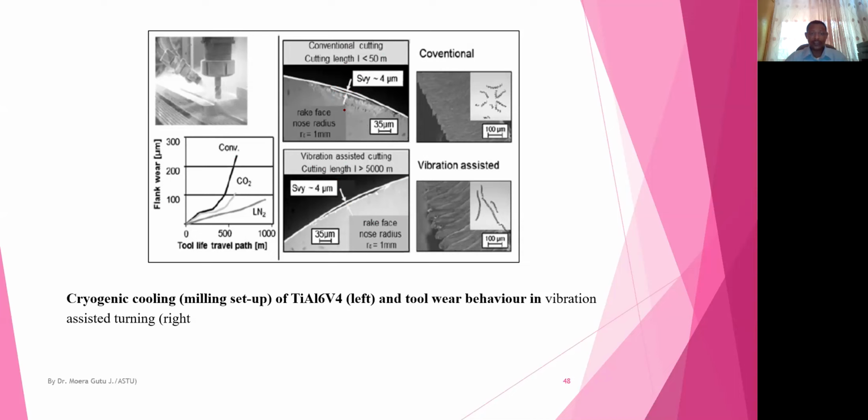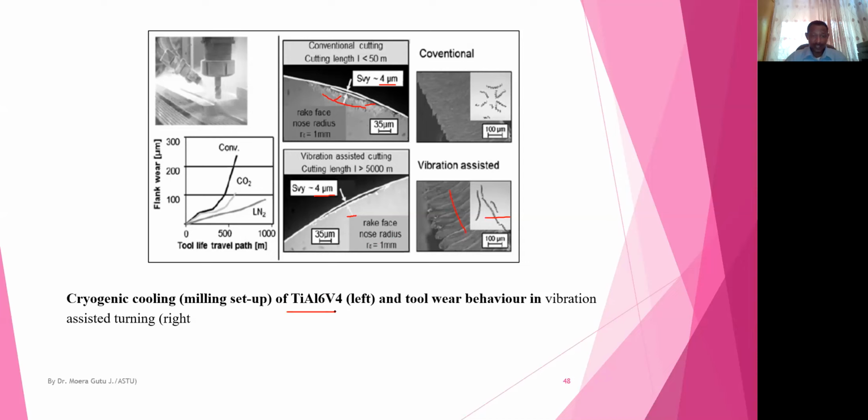After machining, they have seen how the wear develops in conventional cutting, up to this cutting length. The flank wear depth and flank wear width can be up to 4 micrometers. You will see here also the wear depth up to 4 micrometers. The flank face nose radius wears off. Here in the material removal, you see how micro cracks develop in the subsurface zone.